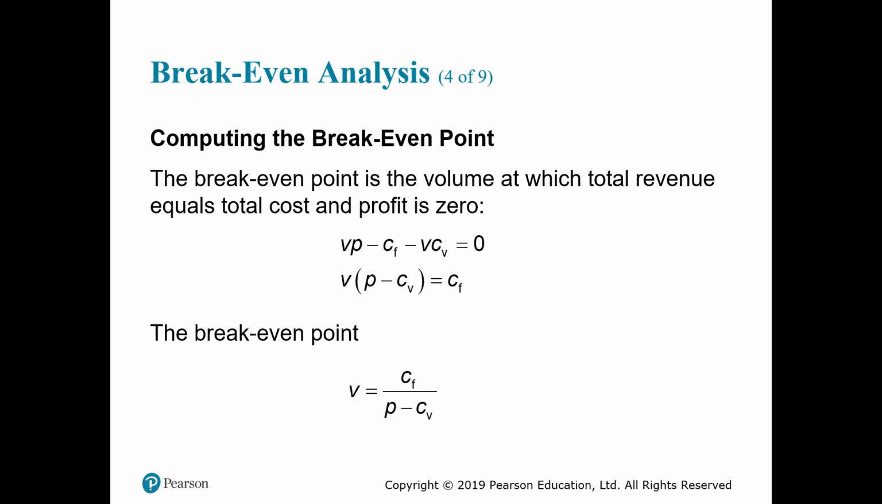So that B is simply equal to what? 10,000 divided by what? 23 minus what? So this one gives us the 666. So the volume to produce in order to break even is 666.